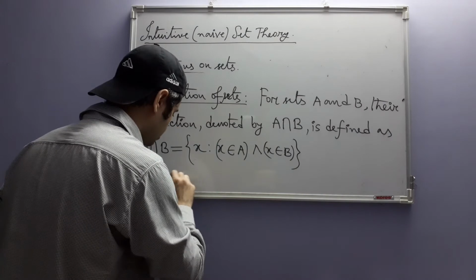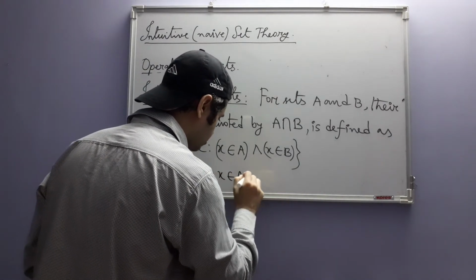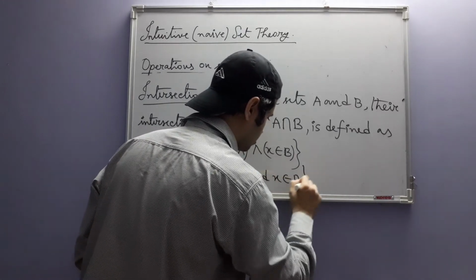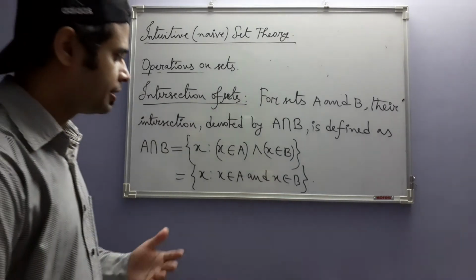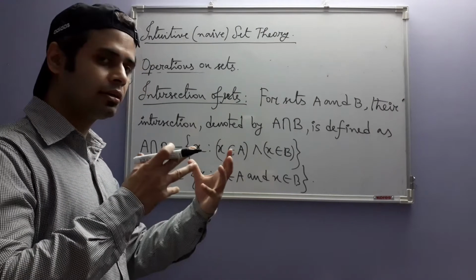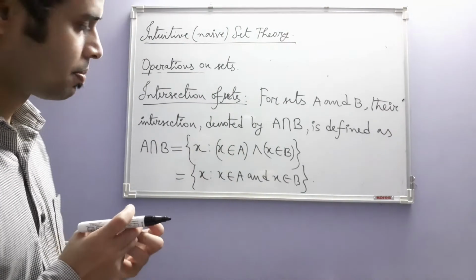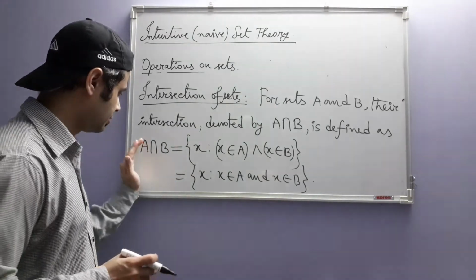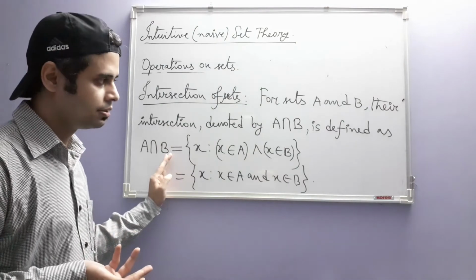Or the same thing, you can also write it more simply like this. X belongs to A and X belongs to B. So unlike union, in intersection, we take the common elements and make a set out of them. If there is no common element, then this set remains empty. So this is the empty set.